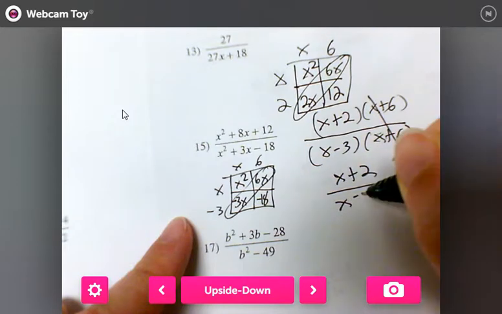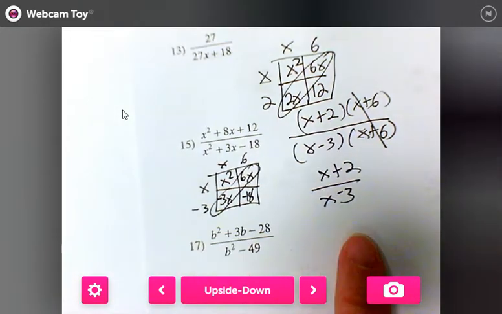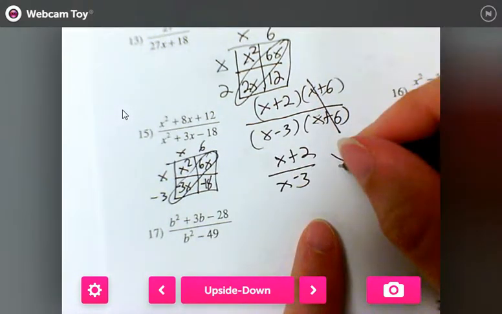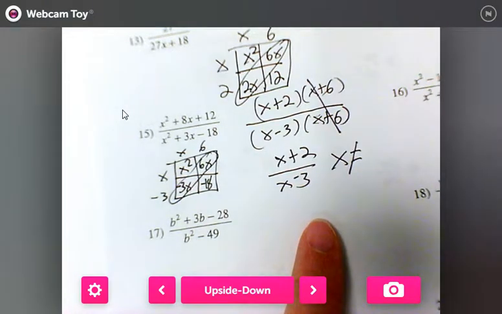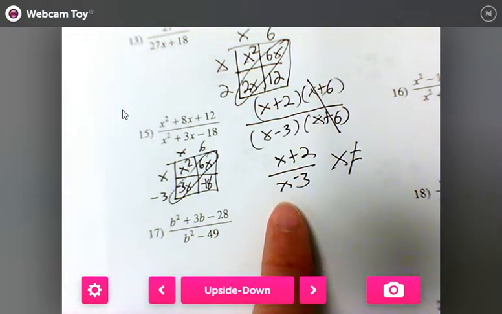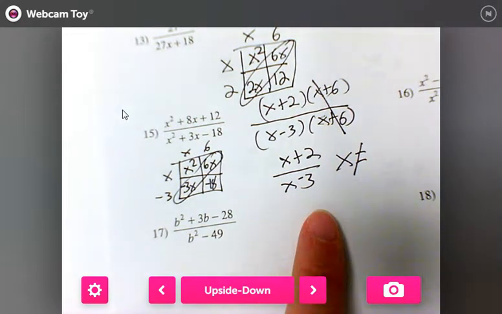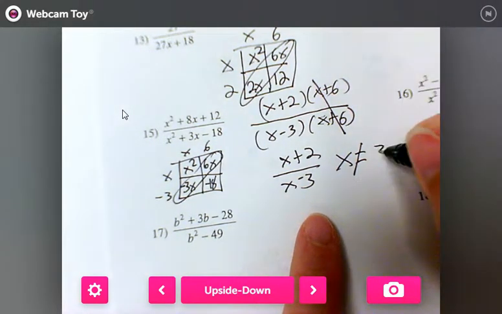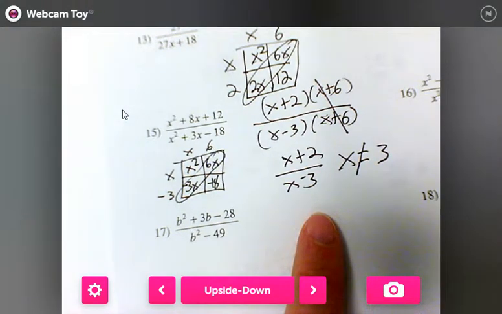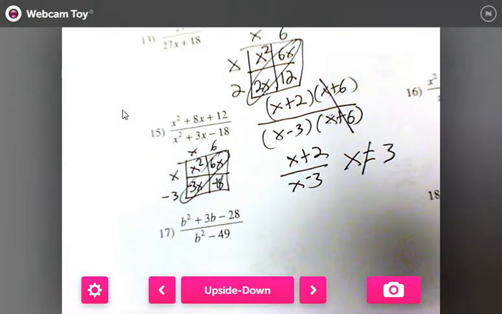Now let's talk about this part. What can x not be? What can't x be? Because I can't have a 0 on the bottom, right? What do I plug in for x that would give me a 0 on the bottom? 3. X can't be 3. Okay. Let's look at 17.